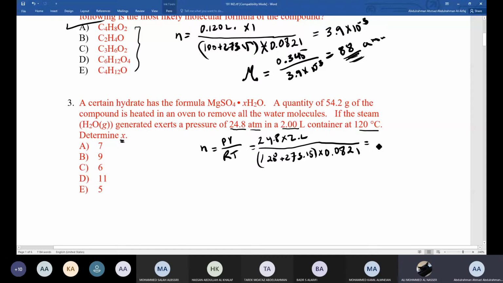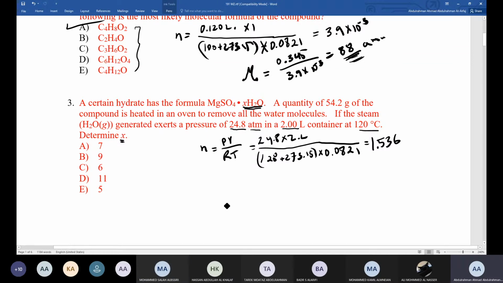Give me a final answer. 1.536. Okay, good. This is the total number of moles of water. All right, we want to know what X is.